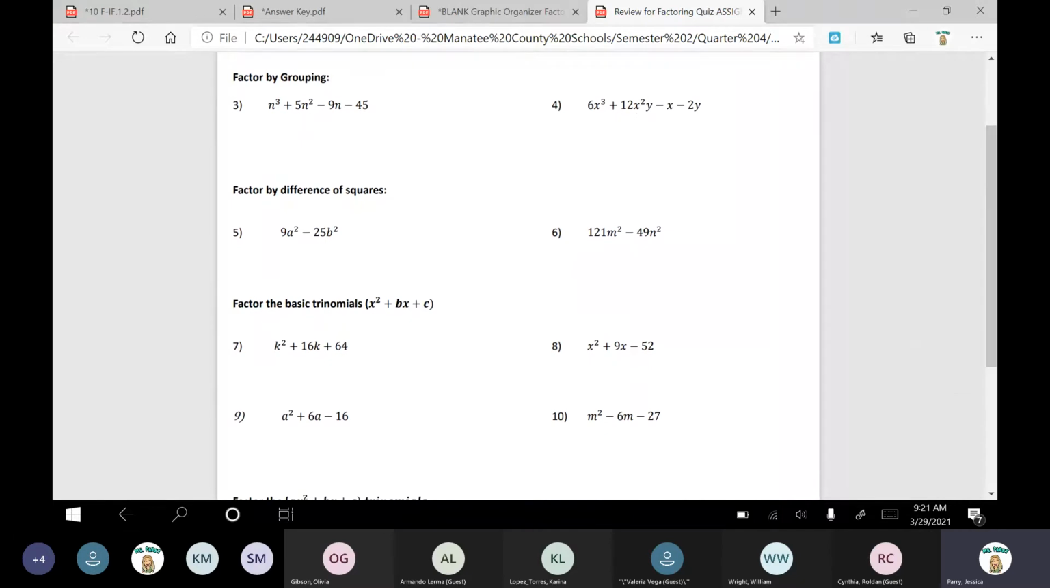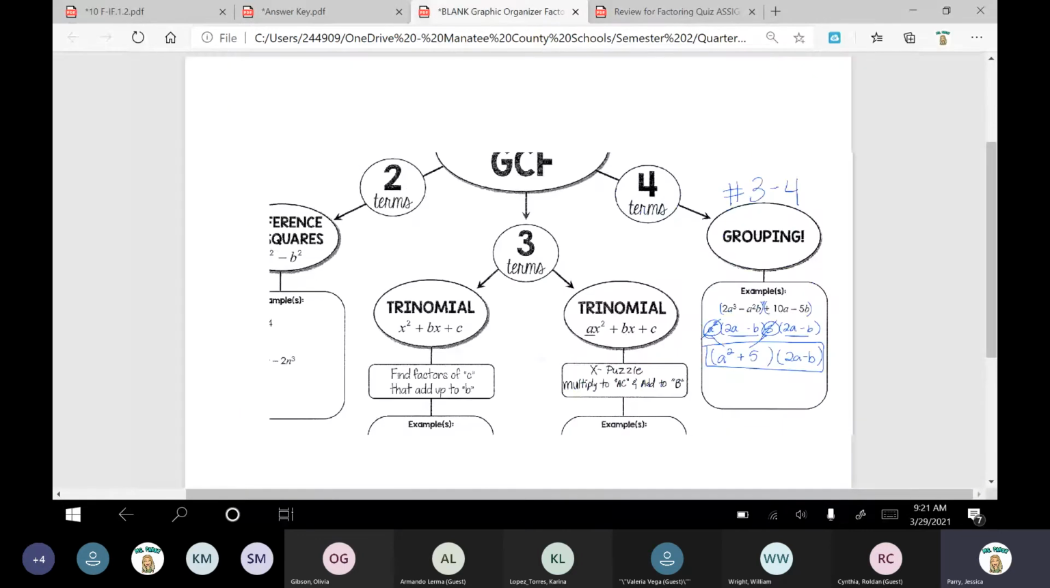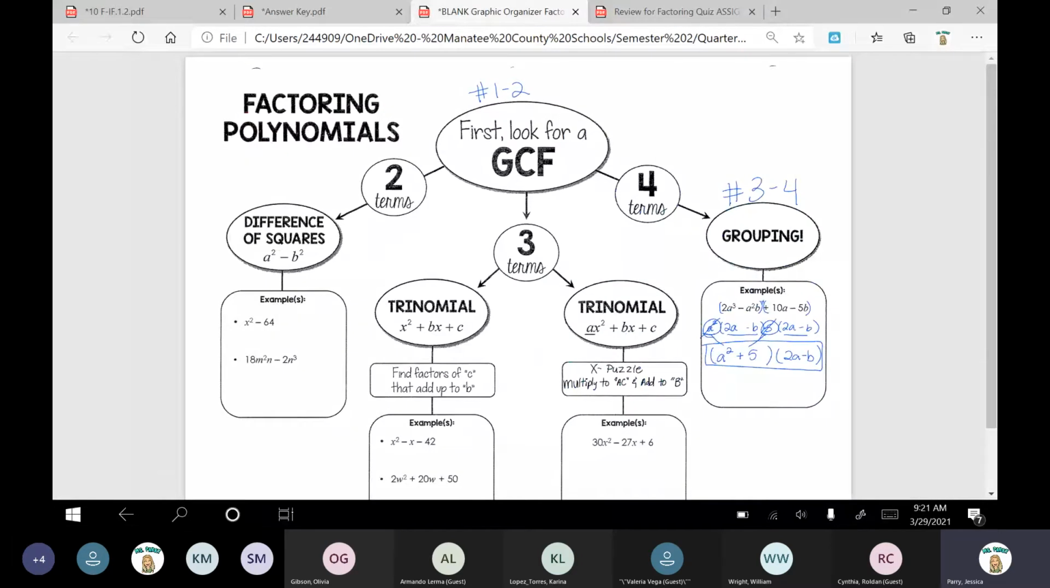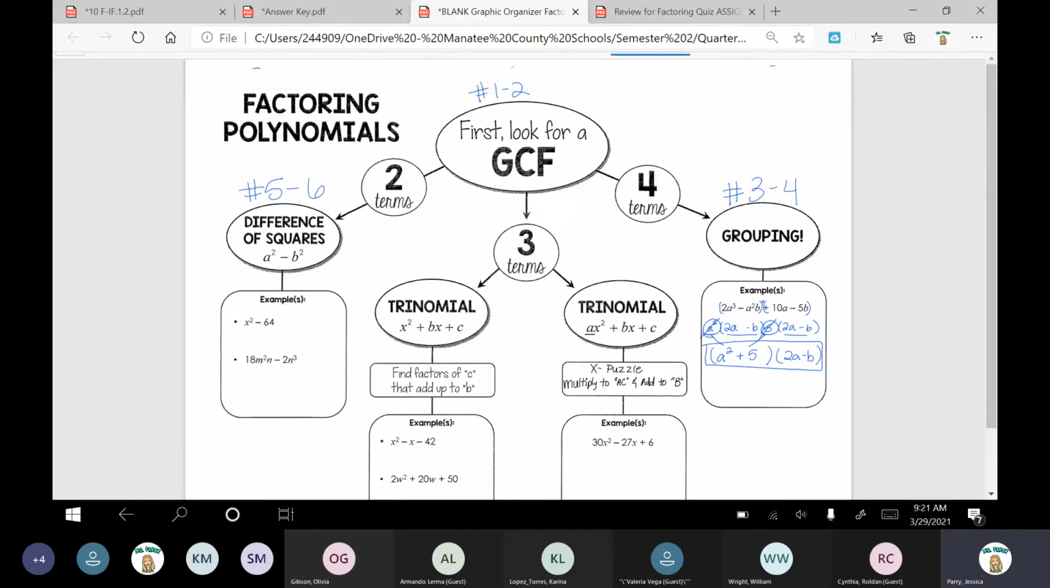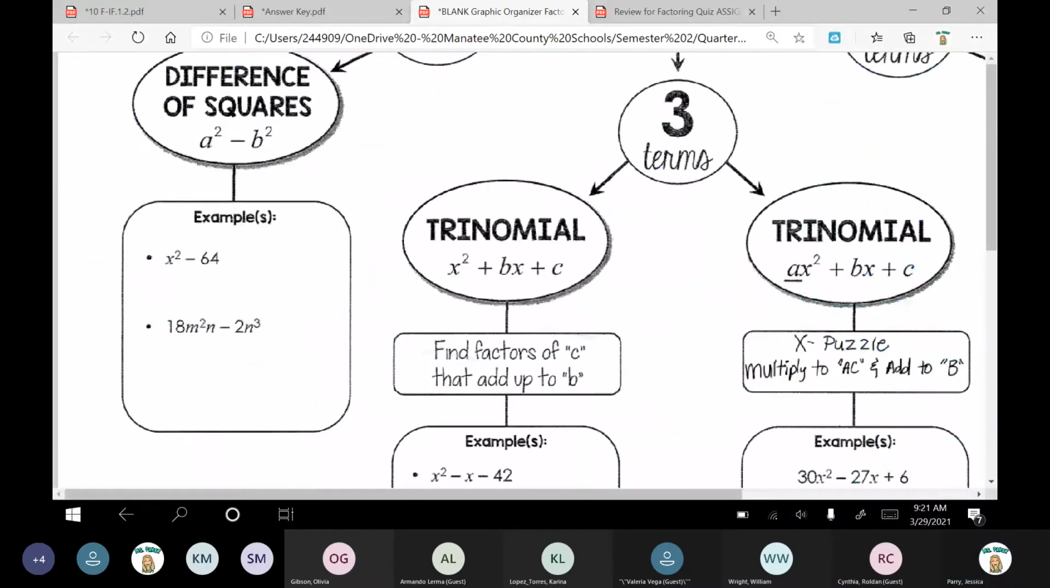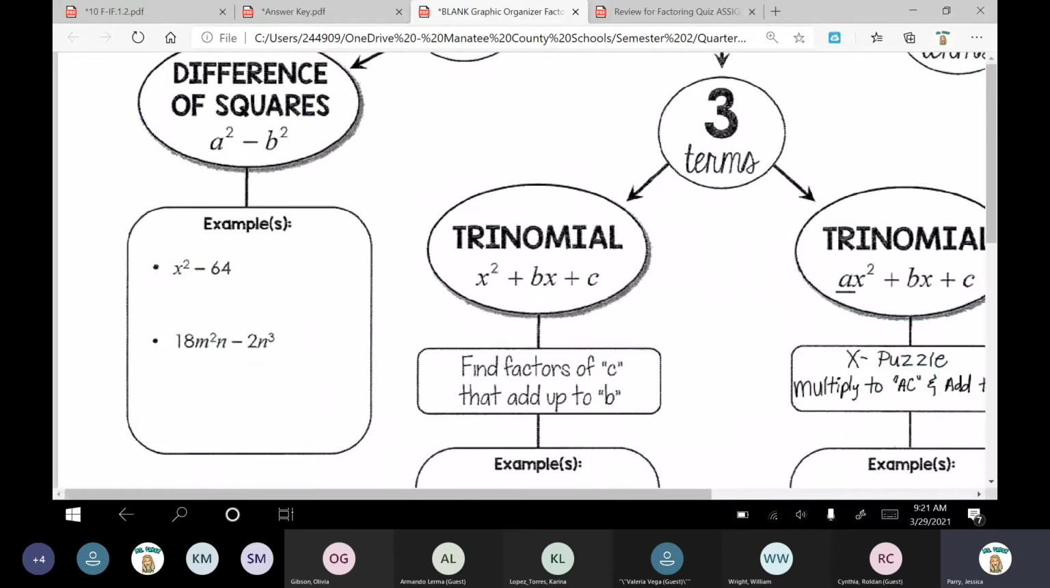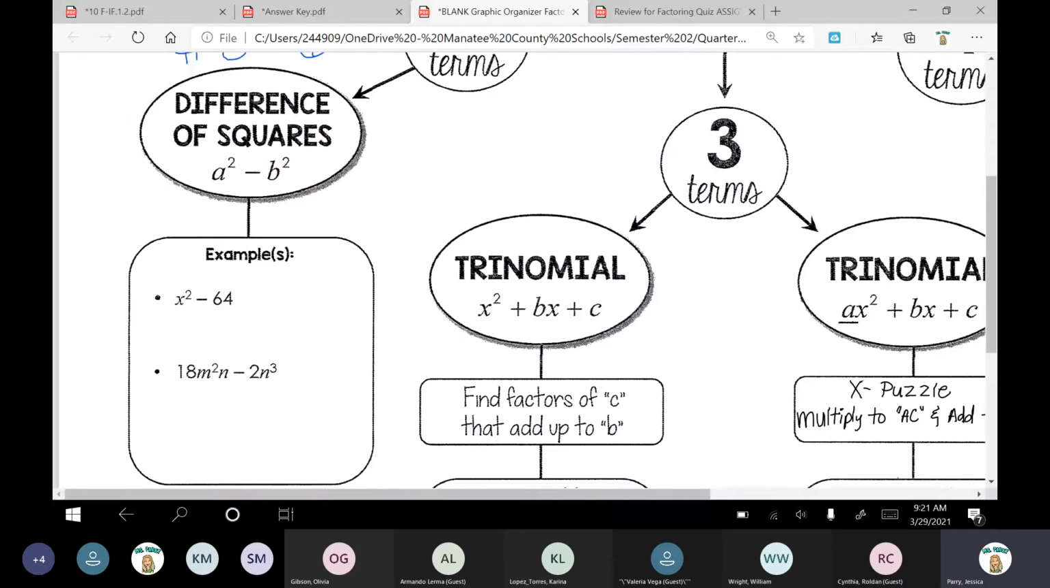It says factor by difference of squares. Okay, let's go on to our graphic organizer, factoring by difference of squares. You can see all the way over here to the left, it says difference of squares. So this is what you're going to do when you're doing numbers 5 through 6. You're going to look over here all the way to the left. And we're going to factor with difference of squares. That's where if you have like the a squared minus b squared. Okay, so our first example, we have x squared minus 64.